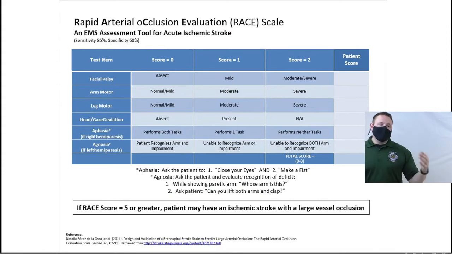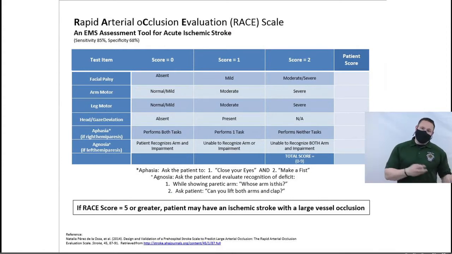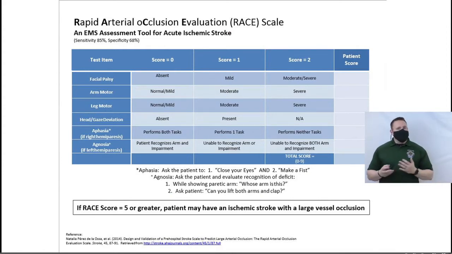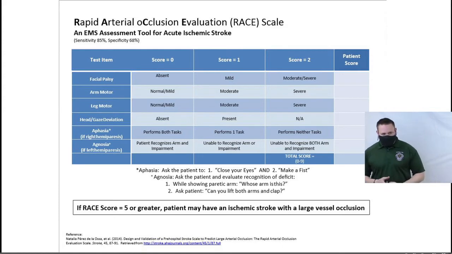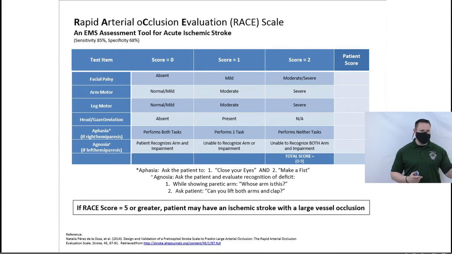So for example, with facial palsy, is it absent? You don't have it. Is it mild? Like, yeah, they could potentially have some facial droop. Or is it clearly obvious, right? Like this patient has complete unilateral paralysis to the left side of the face. That would be a 2, right? 0, 1, or 2. And you go through arm, leg, motor function, all that stuff is all the same.